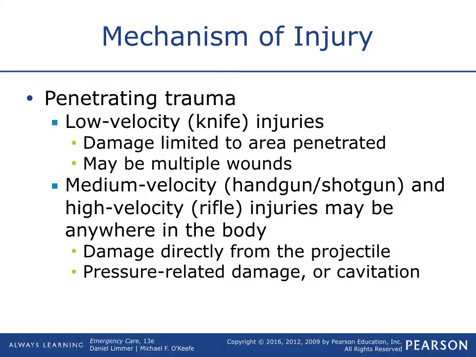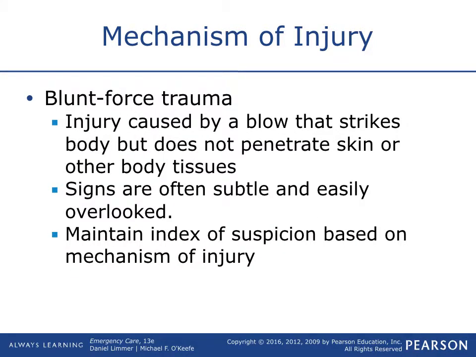Medium velocity is a handgun, shotgun, and high velocity, the rifle. Injuries may be anywhere in the body at those moments. Damage directly from the projectile is pressure-related damage or cavitation. And we'll go through more wounds in other chapters, what cavitation really is and pressure-related damage, but it's in your book in this chapter 2, I believe, like a penetrating trauma or injury caused by an object that passes through the skin.